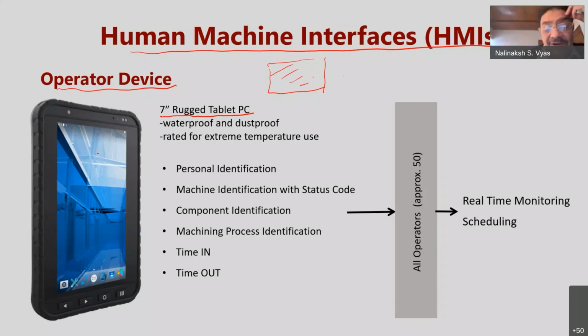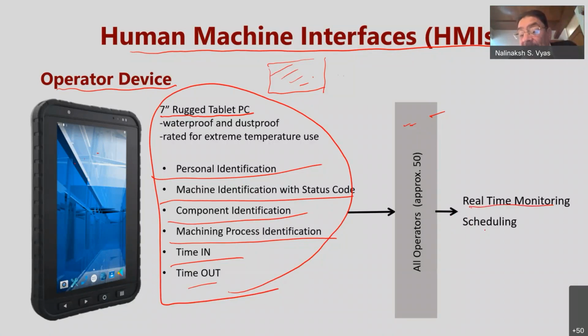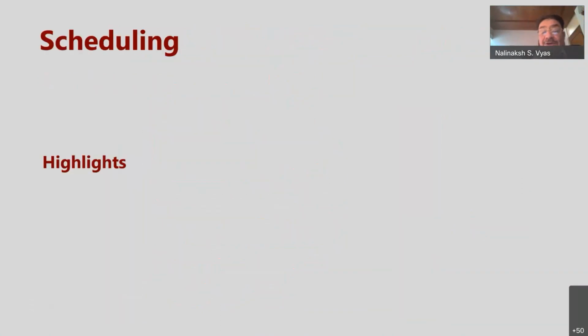So where personal identification, machine information, component identification, time in, time out, whatever details that are required, they are sending information to this platform. So the operator, whether he is moving or mobile or immobile, he carries this with him. And this goes to real-time monitoring and scheduling.